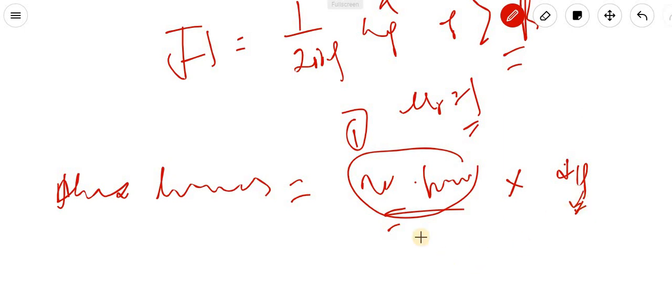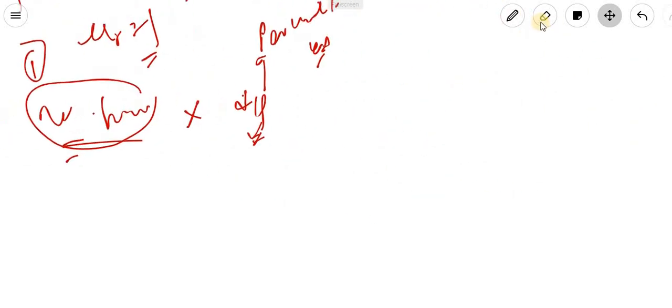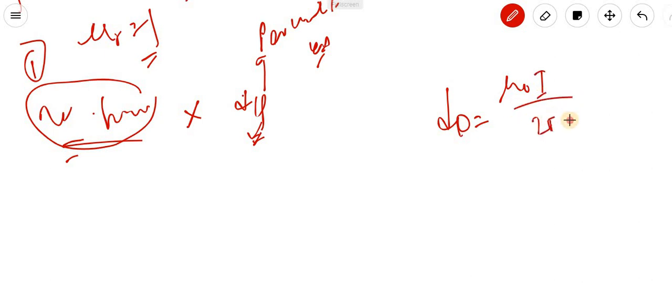And the magnetic flux per unit length, what would it be? It would be d phi, where B is mu naught I by 2 pi rho, times d rho. This would be the magnetic flux linkage.